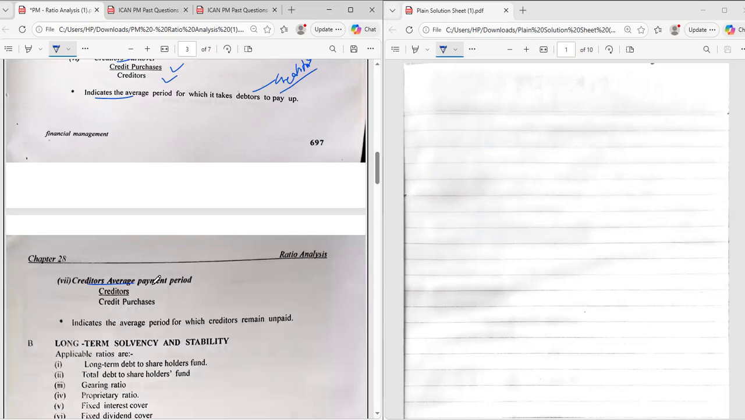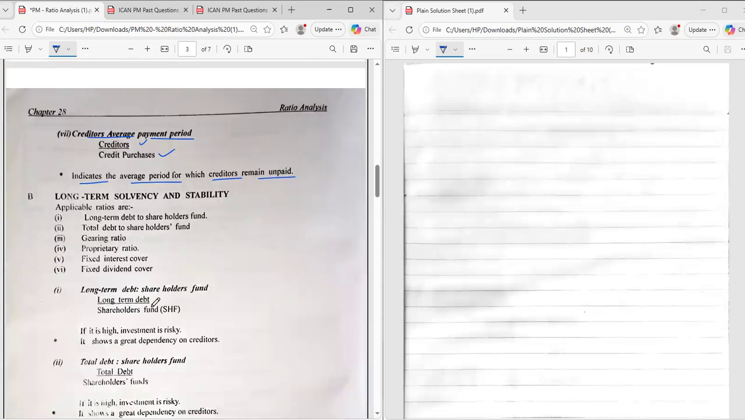Then we have the creditors average payment period. We have the creditors divided by credit purchases. So this indicates the average period for which creditors remain what? Unpaid. How long do you hold your suppliers' money before you pay them? That's your creditors payment period. Okay, that makes sense.